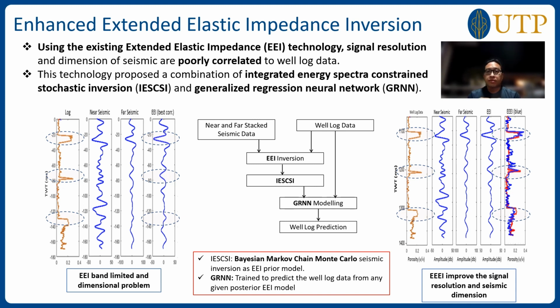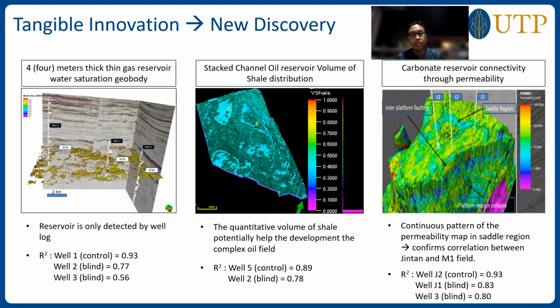The new algorithm has been developed based on the existing EEI technology, incorporating neural networks, the machine learning technology, inside these seismic inversion methods. We prove that the technology that we have developed allows oil and gas companies to find new discoveries. These are three examples that we are able to prove at the moment.